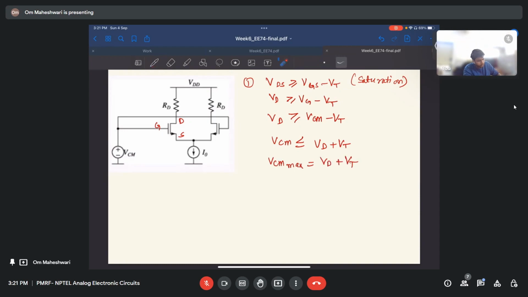Now what is VD here again? VD is nothing but VDD minus IDRD, so VCM max is VDD minus IDRD plus VT. This will give us one of the conditions. Next one is the current condition. For that, current I naught by 2 flows through this branch.